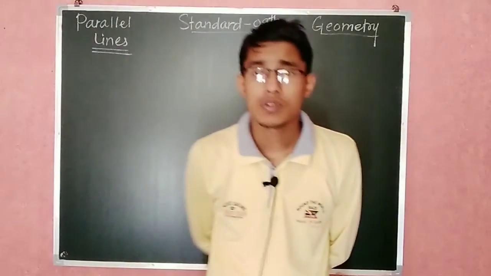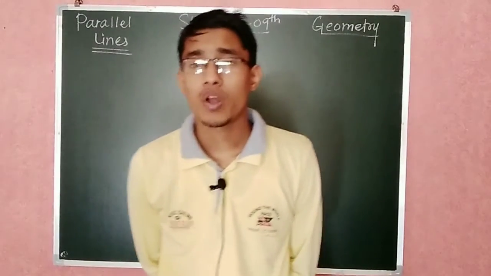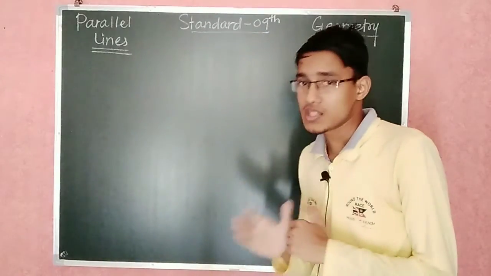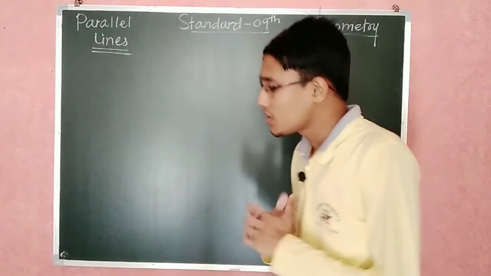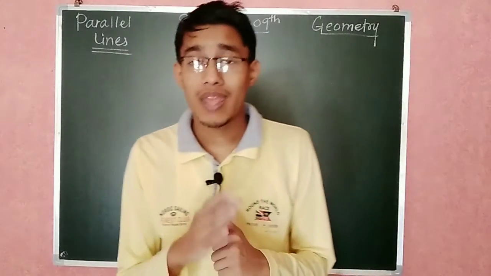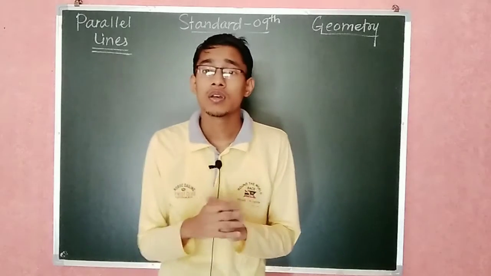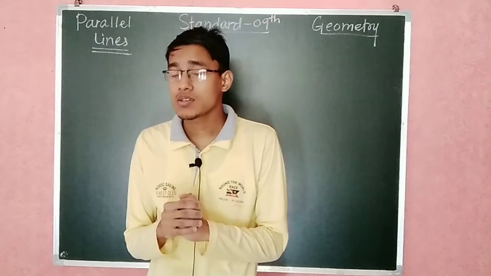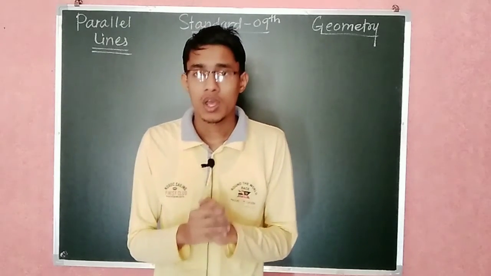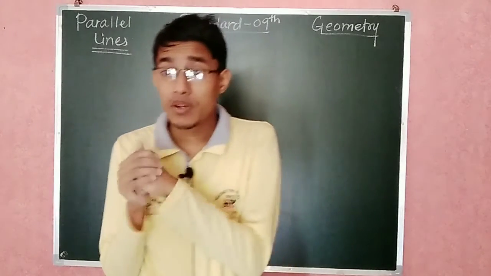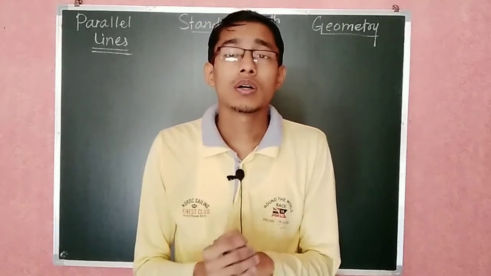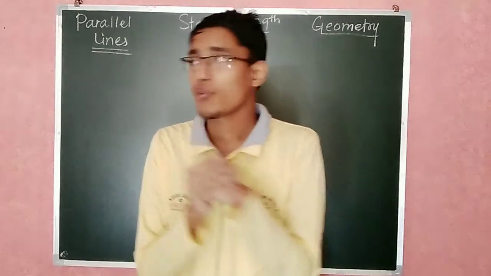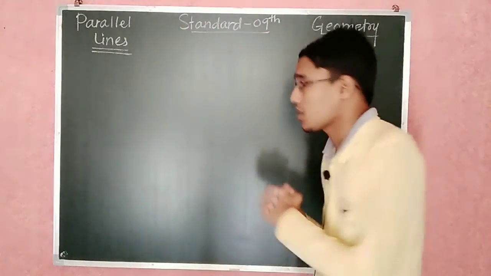Good morning, students. From this lecture, we are going to start our new chapter, chapter number 2, parallel lines. We have studied parallel lines in standard 8. We have seen the different types of angles which are formed by two parallel lines and a transversal. In this chapter, we are going to see the properties of angles created by two parallel lines and a transversal.